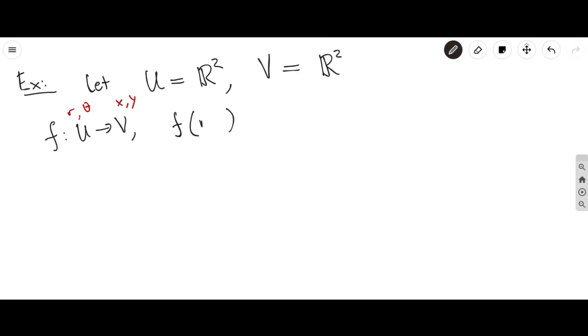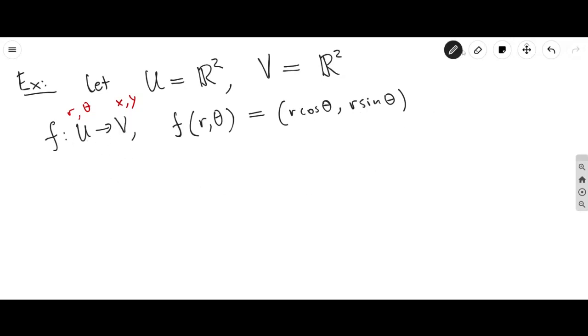So we're going to have f of r and theta, and that's going to be equal to, and then I have to map it over here. So with polar coordinates, I'm going to have r cosine theta, r sine theta, like this. Okay, so this is our mapping. This is a smooth function. These are smooth functions and all of that.